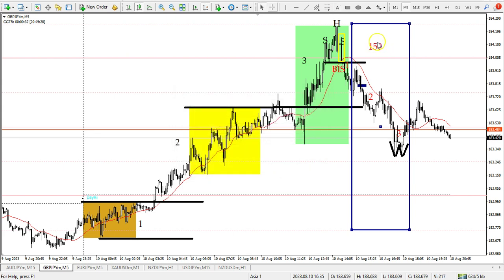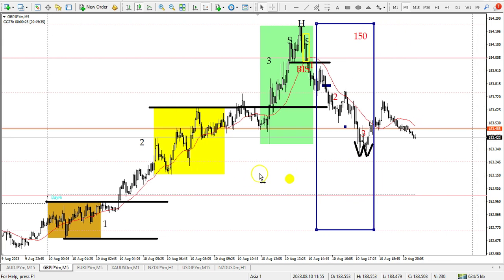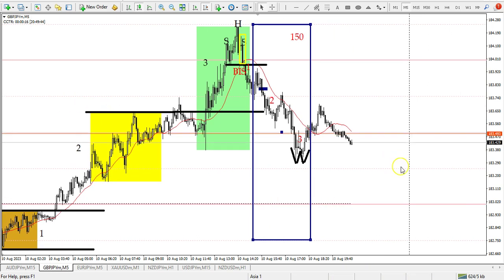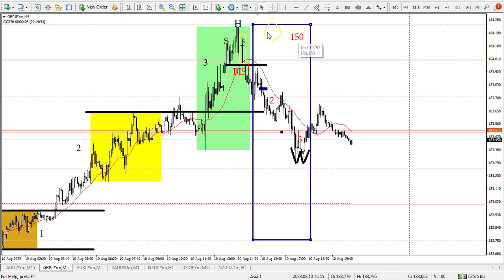Okay, 150 pips. Now divide 150 pips by 3. How many pips do you have? You have 50, 50, 50. This is 3 pushes. Currencies, we have talked about this many times. This gives you 3 pushes to the top, and then obviously after it goes 150 pips, you should have been expecting something more, especially because it's at a number again.